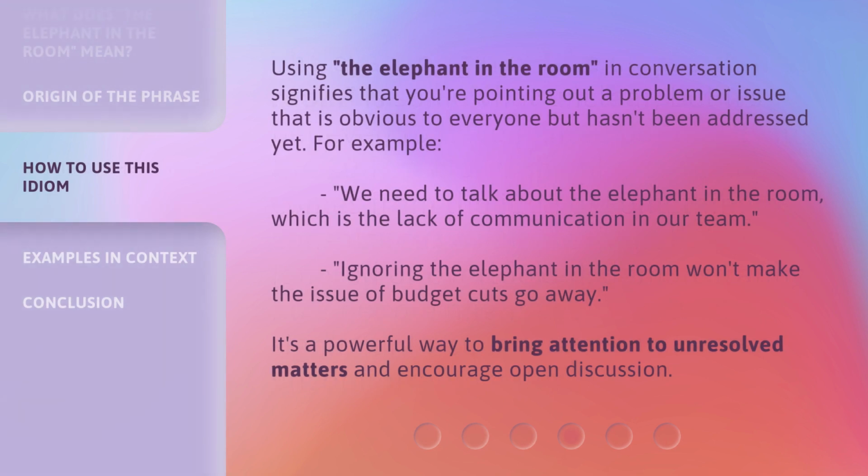Using "the elephant in the room" in conversation signifies that you're pointing out a problem or issue that is obvious to everyone but hasn't been addressed yet. For example, "We need to talk about the elephant in the room," which is the lack of communication in our team. Ignoring the elephant in the room won't make the issue of budget cuts go away. It's a powerful way to bring attention to unresolved matters and encourage open discussion.